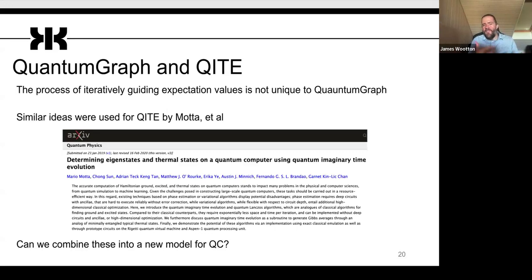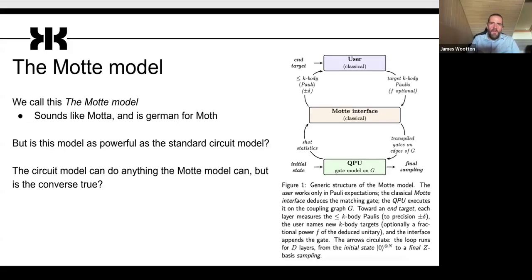So can we combine these into a new model for quantum computation? Because we're used to thinking of the circuit model, but there's also the adiabatic model, there's also the measurement-based model. Like standard conventional computing has different models of computation, like the Turing model and the gate model. Could this be a new way of thinking about how to make quantum software, how to create algorithms? So we think the answer is yes, and we've called it the Motta model.